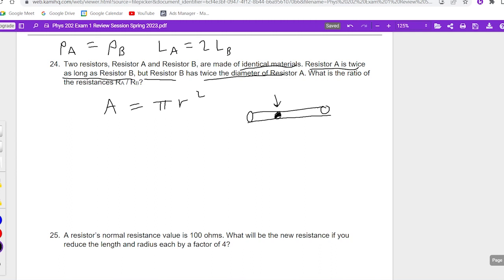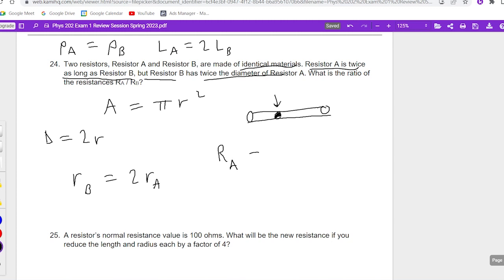So long story short, I want pi r squared as my area, but the problem is they said diameter. The good news is, what does diameter equal? Well, diameter equals twice the radius. So in other words, if you double the diameter, you're also doubling the radius. These two are interlocked with each other. What I'm trying to say is, if resistor B is twice the diameter of resistor A, then I'm going to say RB equals 2RA. It's double. That's all I'm saying. And now I need to find resistance RA and RB.